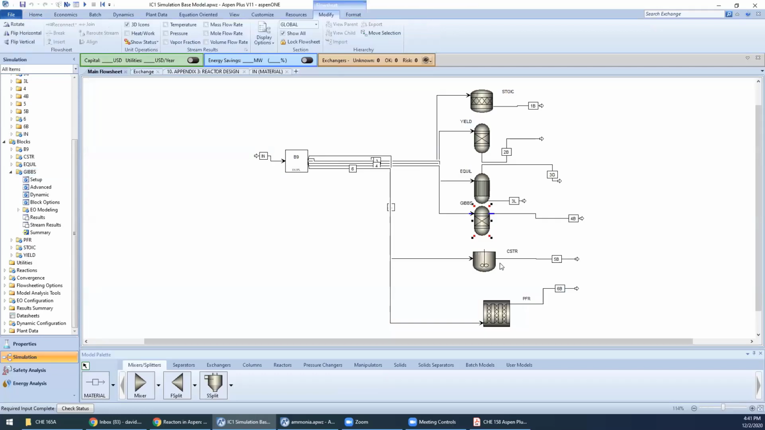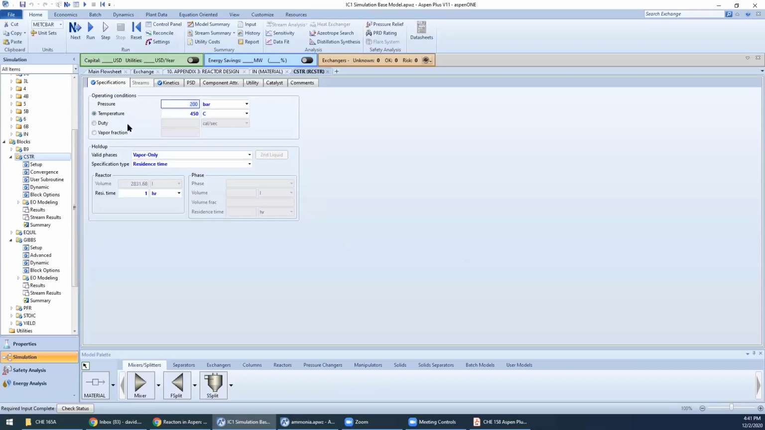So next up, we got rigorous reactors now. So CSTR. Again, operating conditions, you can specify the same four. And here you can specify, of course, your phases. You can also specify, actually you need to specify one of these.